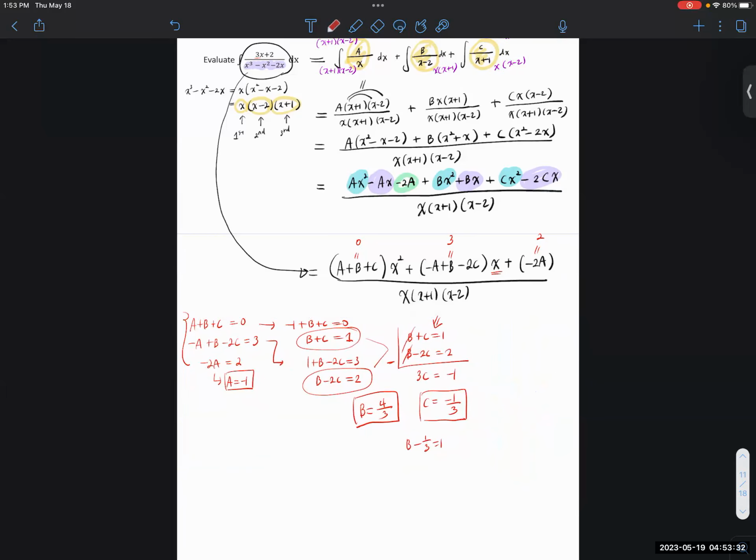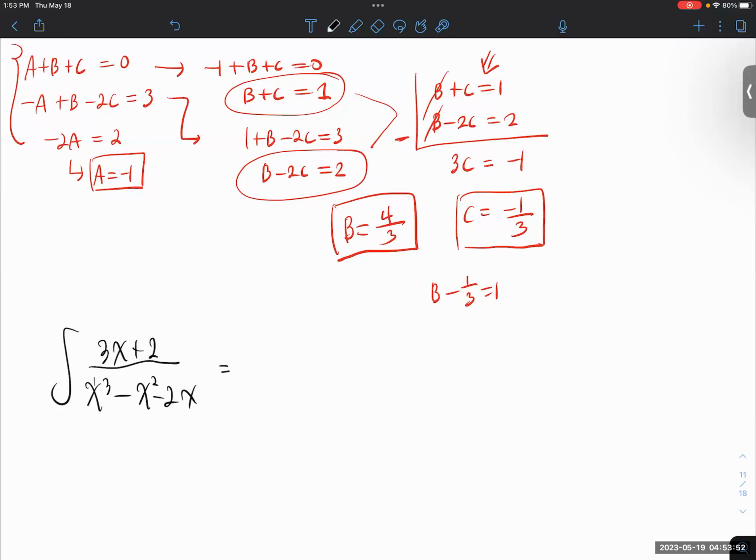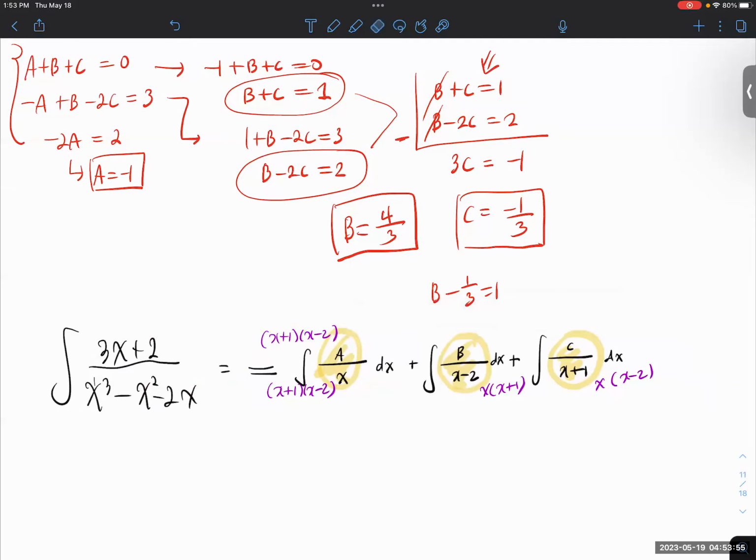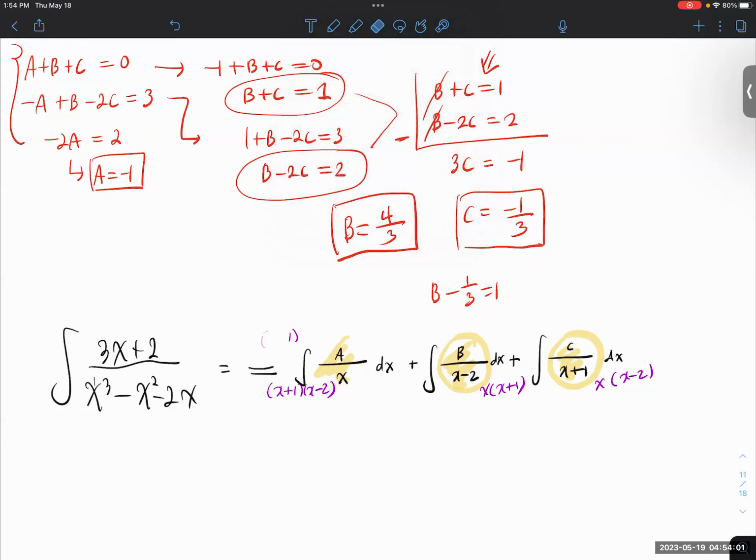Now let me copy this. So we have the integral of 3x plus 2 over x to the third minus x squared minus 2x, and then I found out these are your partial fractions. So now you're going to plug in A, B, C, what we got.